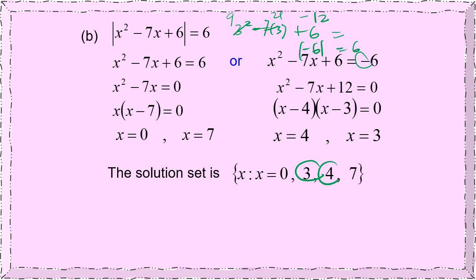Okay, how about 4? So 4 squared is equal to 16 minus 7 multiplied by 4 plus 6. So we get 7 times 4, which is 28. So 16 minus 28 is negative 12, plus 6 is negative 6, absolute value. So we get 6 also. And for 7, 49 minus 49 plus 6, so we get 6. So all are accepted.